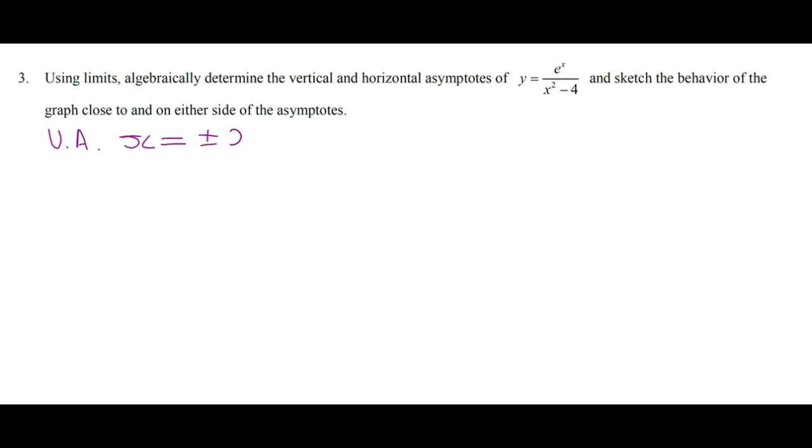So plus or minus 2, right? Now we've got to do 4 things: minus 2 from below, minus 2 from above, plus 2 from below, plus 2 from above. So the limit as x approaches negative 2 from below of e to the x over x squared minus 4.